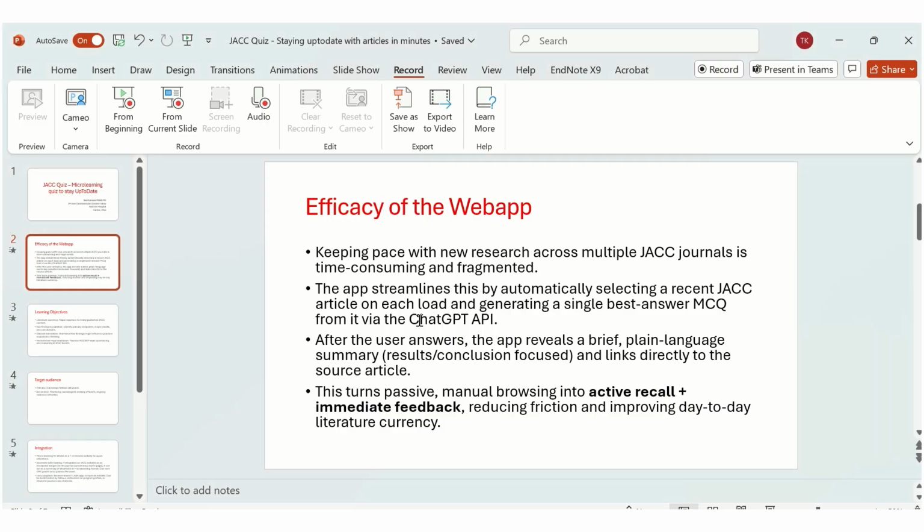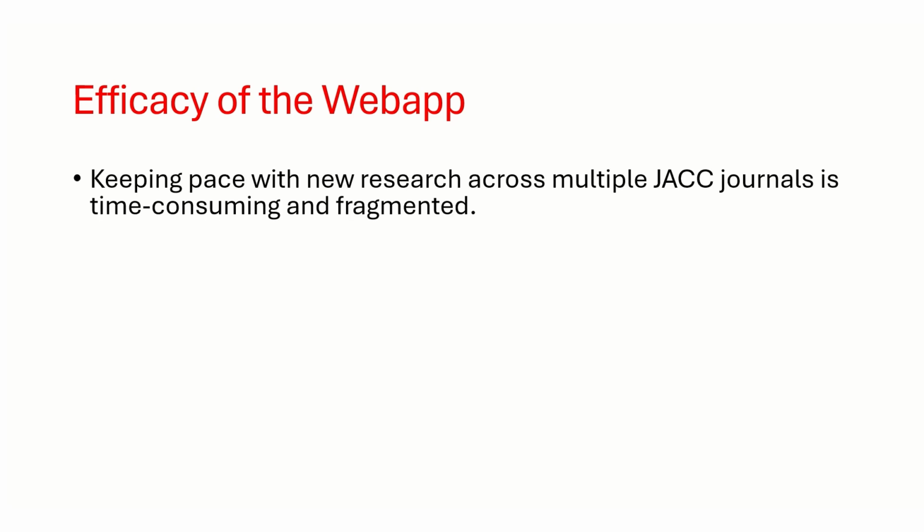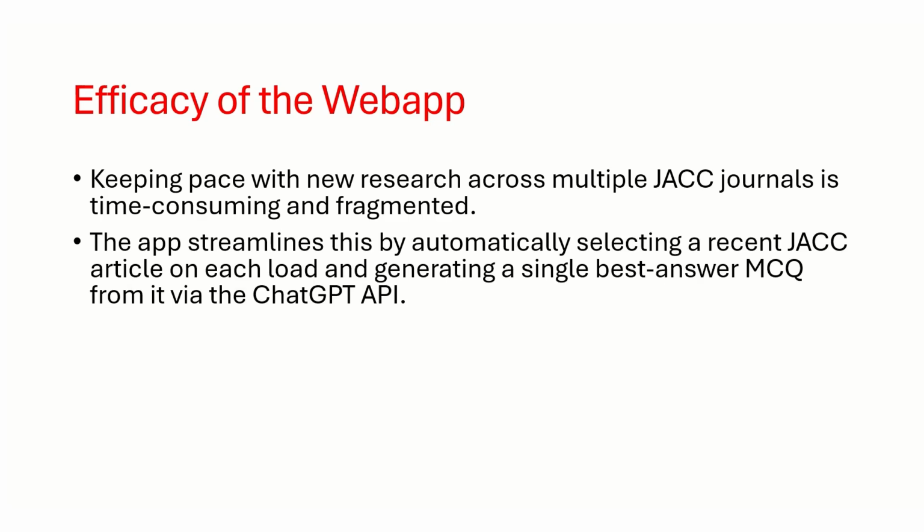So, in an era of large language models where we can just type any query to ChatGPT and it will give us concise answers, we still have to go through each and every article and scroll down to the results section to see what this article actually has to offer us. So I designed a web app which will help us keep pace with the new research across all the JACC articles.